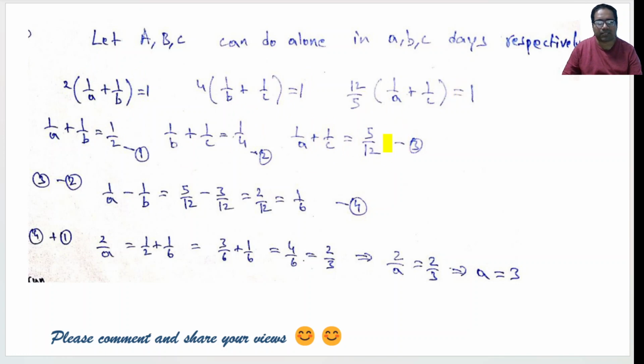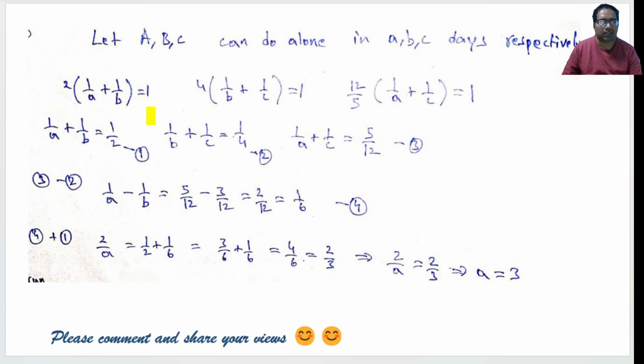Let us just subtract the second one from the third one. Right. This 1 by c and 1 by c will get cancelled. 1 by a minus 1 by b will become 5 by 12 minus 1 by 4. What is 1 by 4? Is actually 3 by 12. So we get 2 by 12, which is actually 1 by 6. Right. 1 by a minus 1 by b.